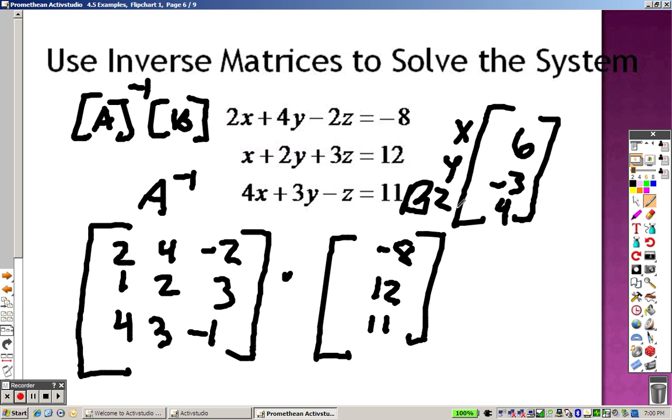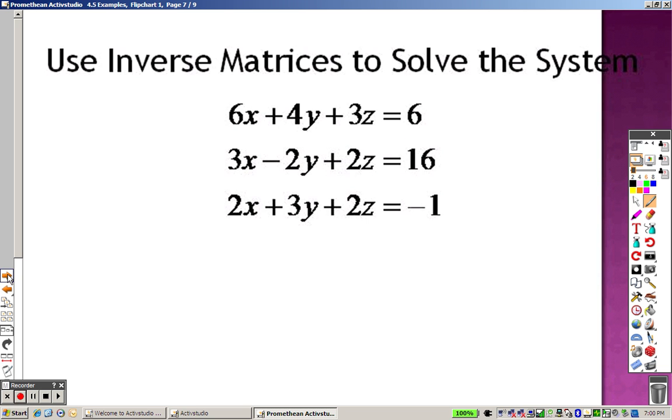You know how long it would take you to do a linear combination method to solve this? Do you know how long it would take you to graph all three of these and find your answer where they all intersect? Do you know how long it'll take you to even do determinants to find this? Using inverses is so much easier in solving these problems. Believe me, it is so much easier.